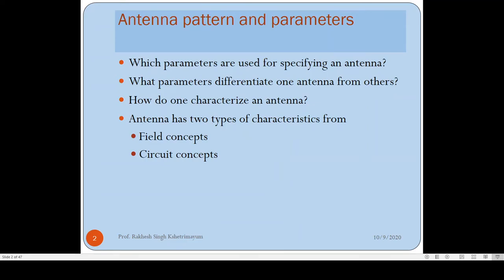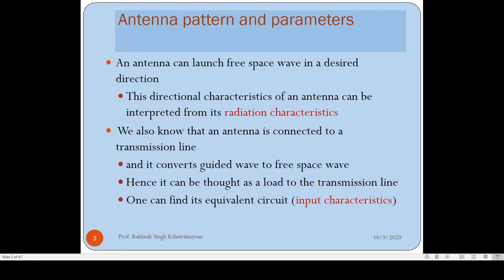So in this class, we'll try to completely characterize an antenna. What are the parameters which will characterize an antenna, differentiate or specify an antenna? We'll see that there are two types of characteristics which depend on how you observe the antenna, based on what concepts: field concepts or circuit concepts.